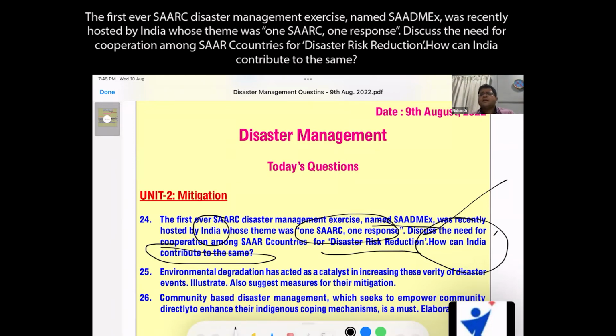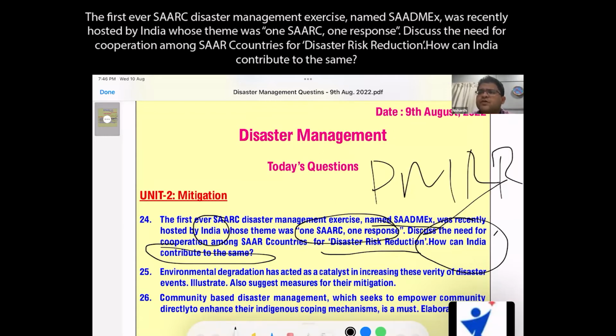And India is a signatory of the Sendai Framework of 2015 to 2030, and it is very clear on how to approach disasters through the PMRR approach: prevention, mitigation, response and recovery. India has already almost mastered this approach in most of its disasters, and it can help with SAARC disaster management.